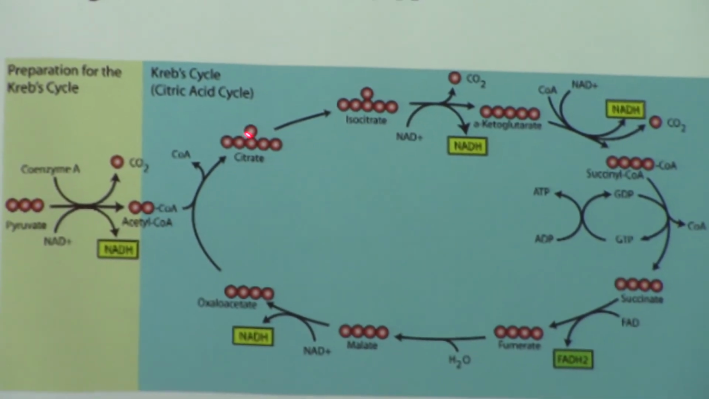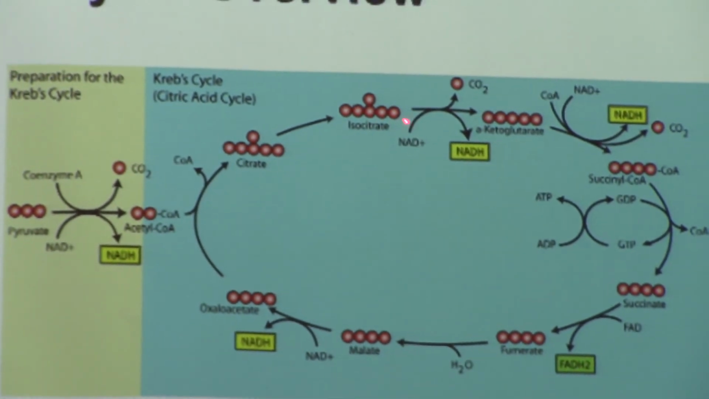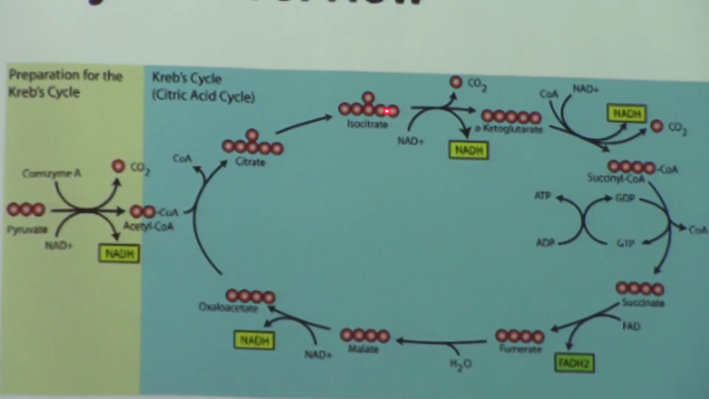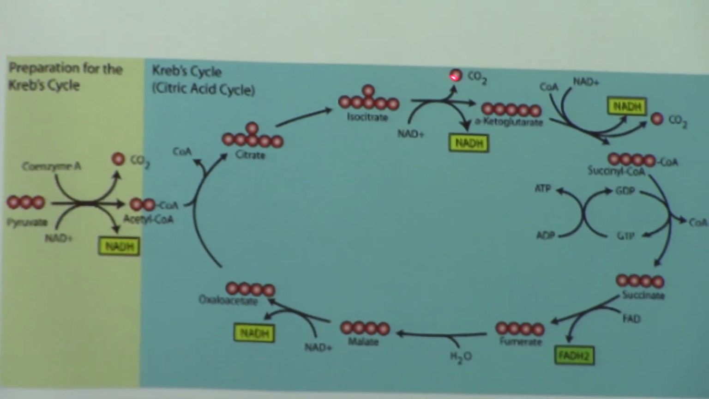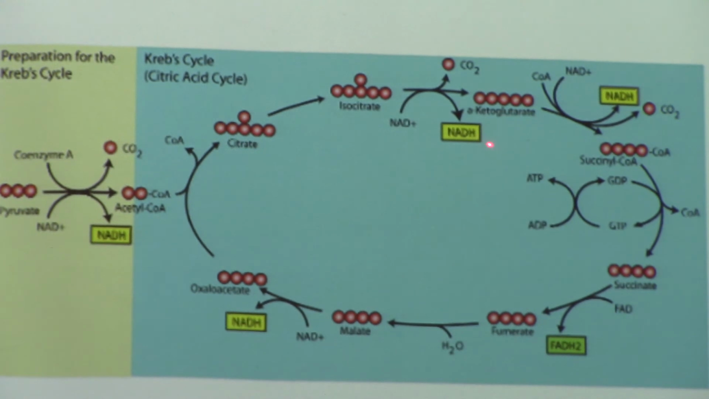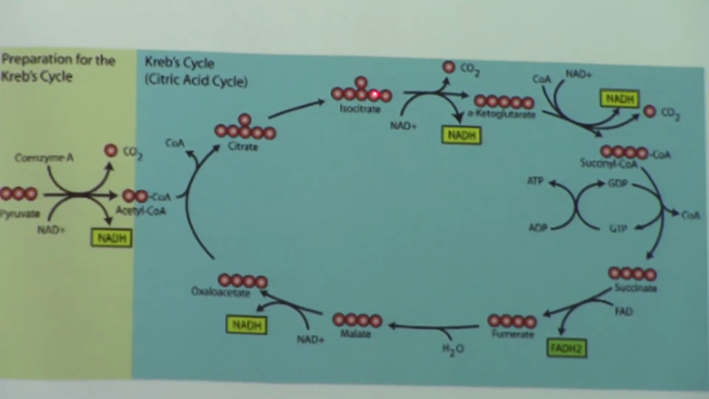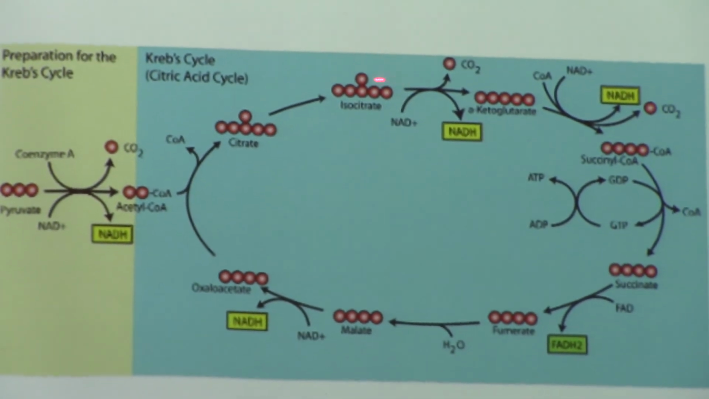The 6-carbon citrate gets isomerized to isocitrate, and then we go through another big step. We're going to lose another carbon in CO2, and we're going to make another high-energy NADH. So we know that isocitrate must be oxidized or reduced in this step.